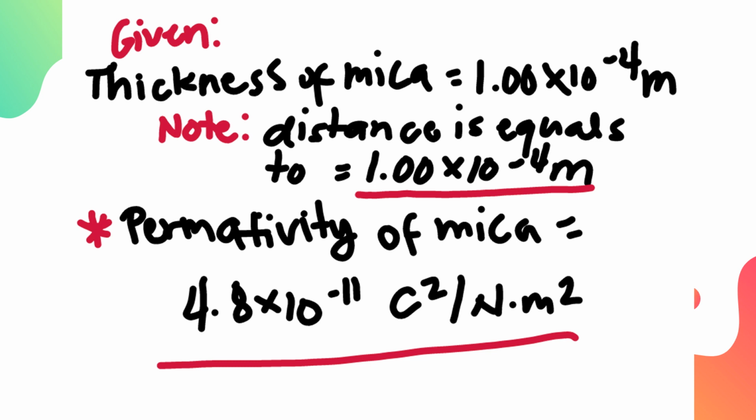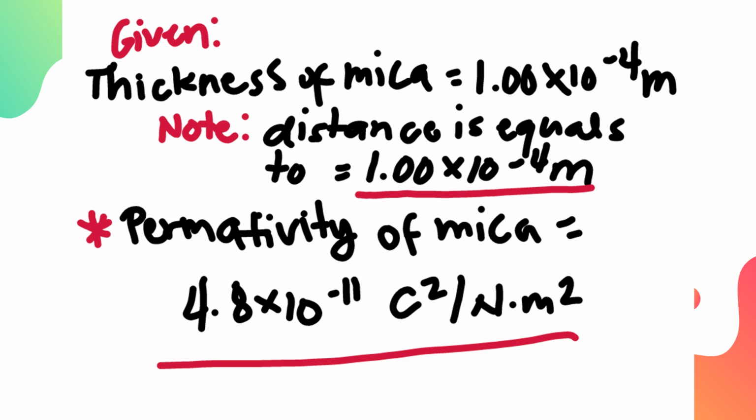There are constants or permittivity constants for different types of materials being used as insulator or dielectric. So for our case, mica's permittivity constant is equal to 4.8 times 10 raised to negative 11 coulomb squared over Newton meter squared. So those are the given values from our sample problem.